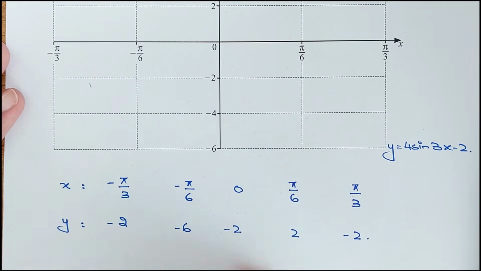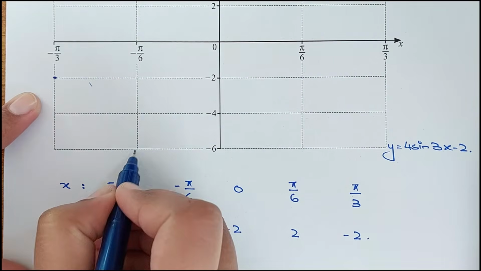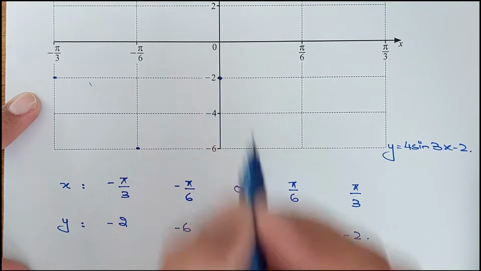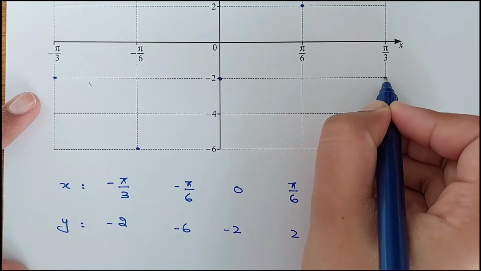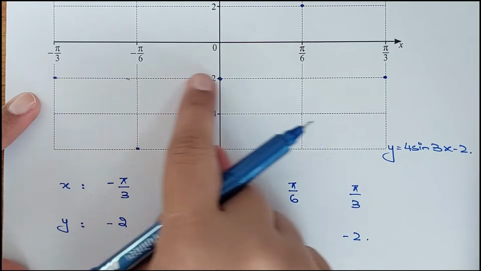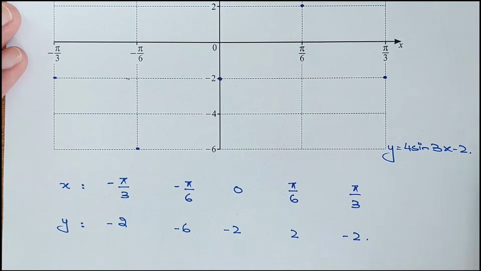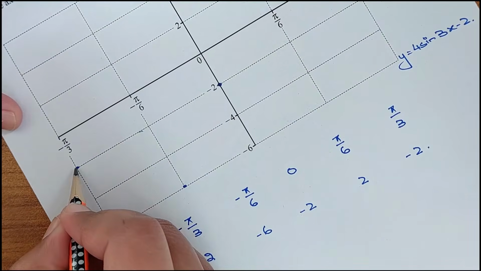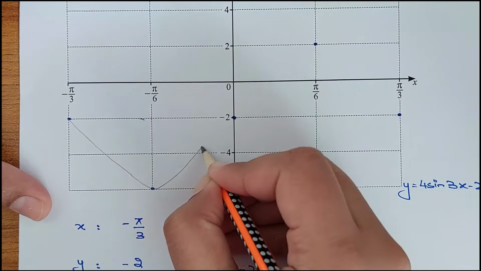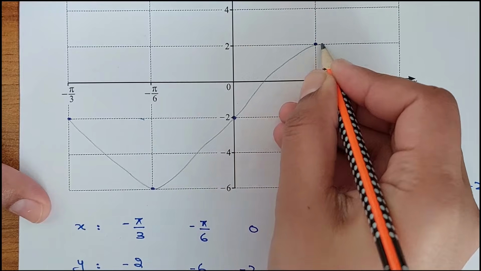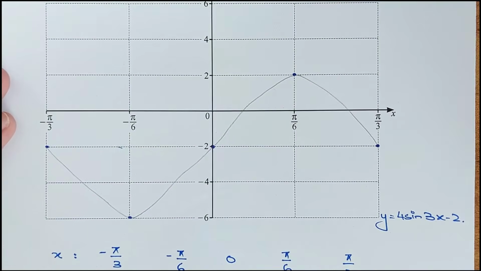Now let me plot all the points. At minus pi by 3 it is negative 2, at minus pi by 6 negative 6, at 0 it's minus 2, at pi by 6 it's plus 2, and at pi by 3 it's negative 2. It's a sinusoidal curve, its equation of axis is minus 2, and the amplitude is 4. Let me connect all the points to get a smooth curve for this sinusoidal function. So this is the sketch for the given sine function.